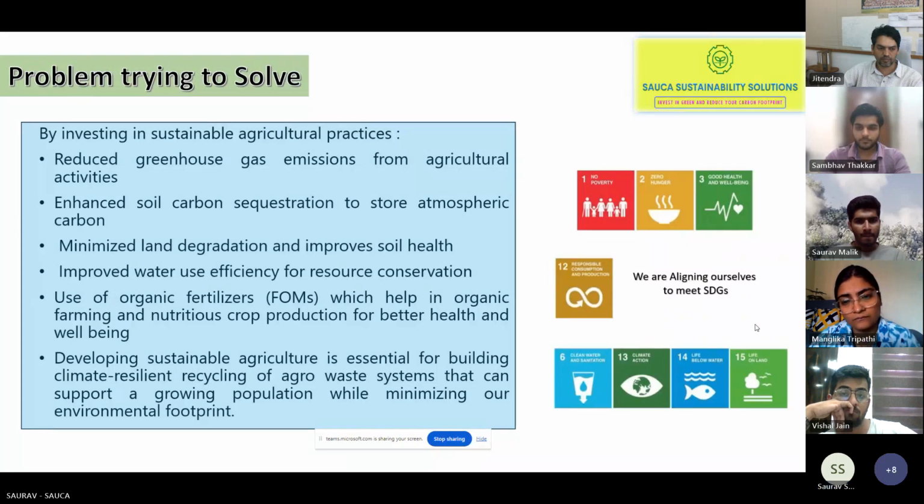And my company is aligning itself to the SDGs. We are trying to eliminate poverty and hunger. We are going to improve health and well-being. We are going to promote responsible consumption and production. Then clean water, climate action, life below water, and life on land. So we are targeting to meet 8 SDGs.